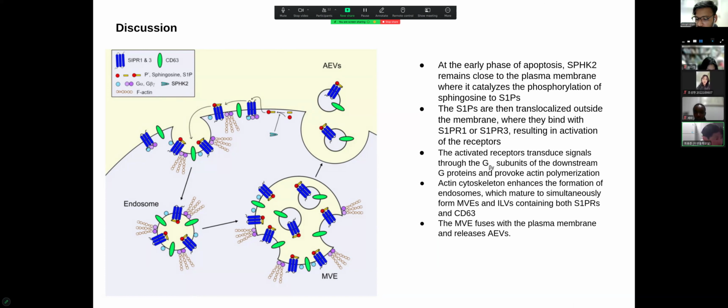Actually, everybody knows the tetraspanins such as CD63, CD81, CD9 are very famous exosomal markers. But actually, in this type of cell death associated EV, CD63 is also a very highly expressed marker, right? You showed us about that, right?